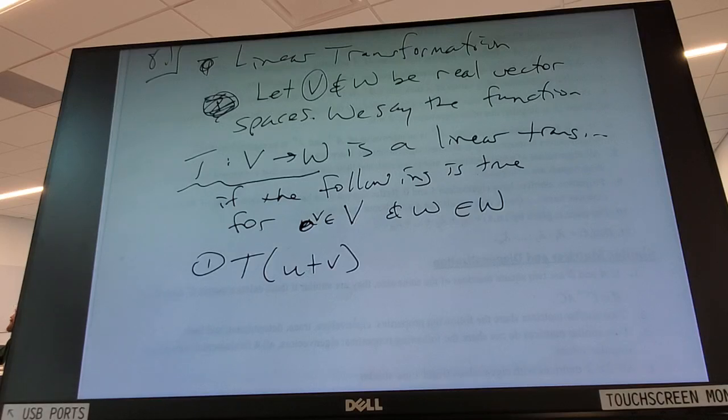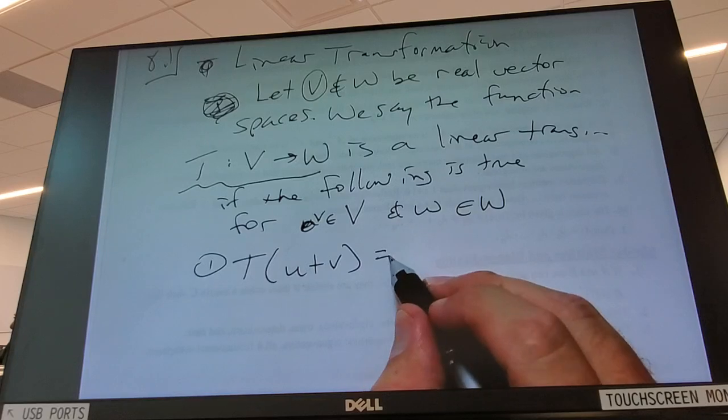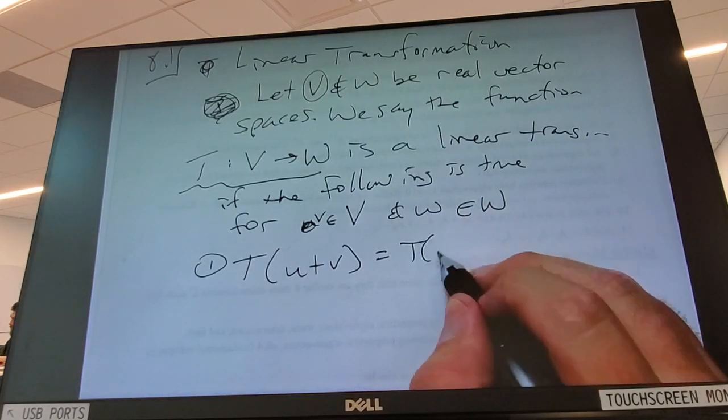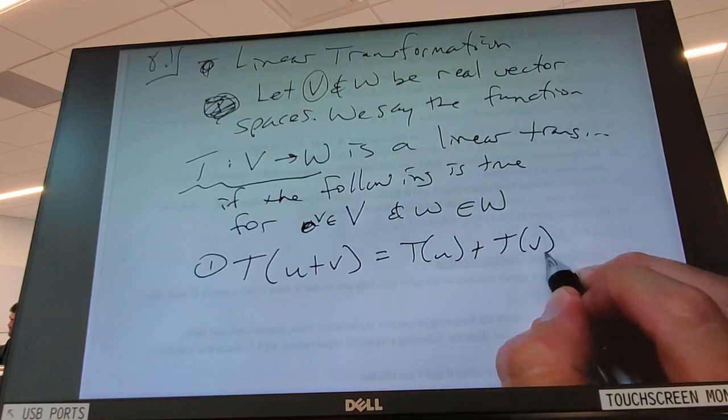So V and W could be vectors. What I define as vectors depends. It could be polynomial functions, it could be matrices. We've talked about that before. This would be T of U plus T of V.